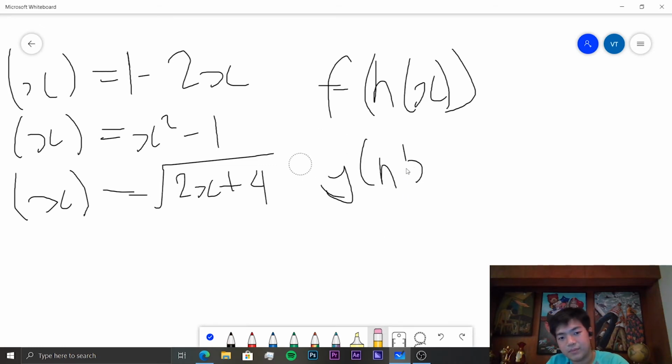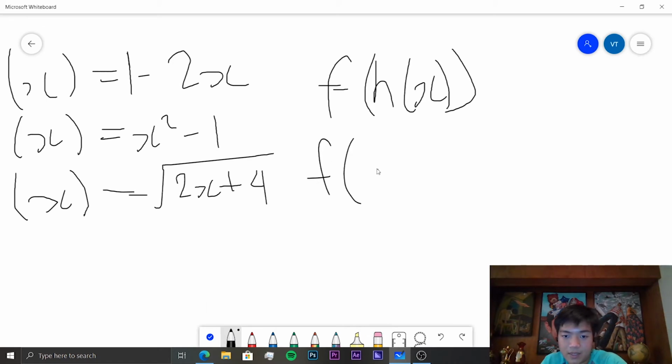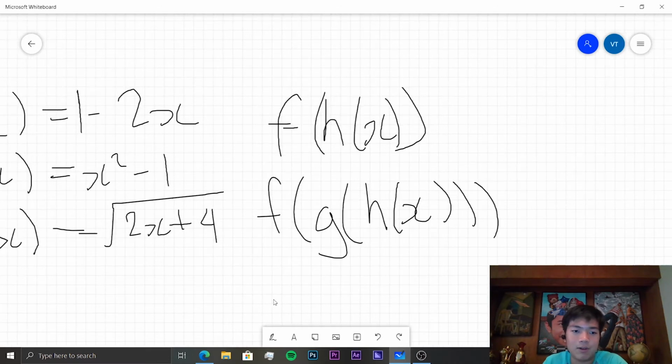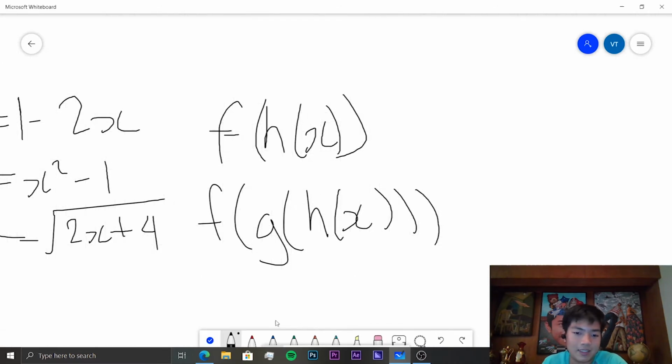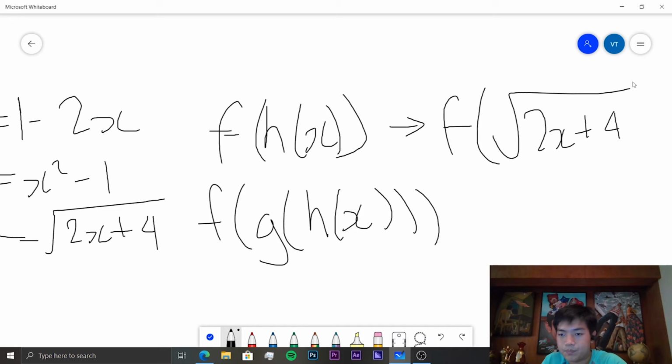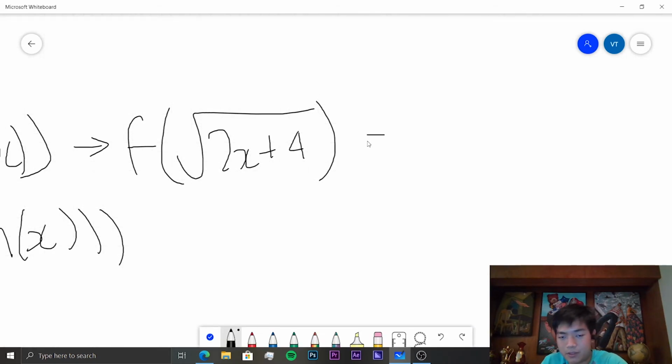Oh, let's rewrite that. It should be f times g times h of x. So what's f of h of x first? So h of x is the square root of 2x plus 4. So we know this is equal to f of the square root of 2x plus 4. And f of x is 1 minus 2x, so this will be equal to 1 minus 2 times the square root of 2x plus 4. That's it.